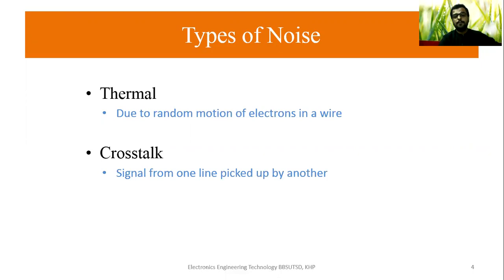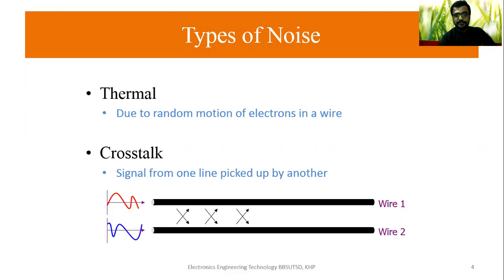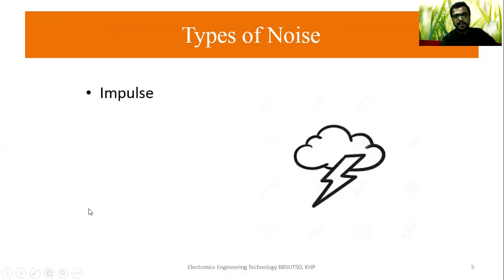Crosstalk noise is signals from one line picked up by another. Let's take this example. If one signal is transmitted over wire 1 and another signal is transmitted over wire 2, and wire 1 picks up a little bit of signal from wire 2, then that is also considered noise. That type of noise is known as crosstalk noise.